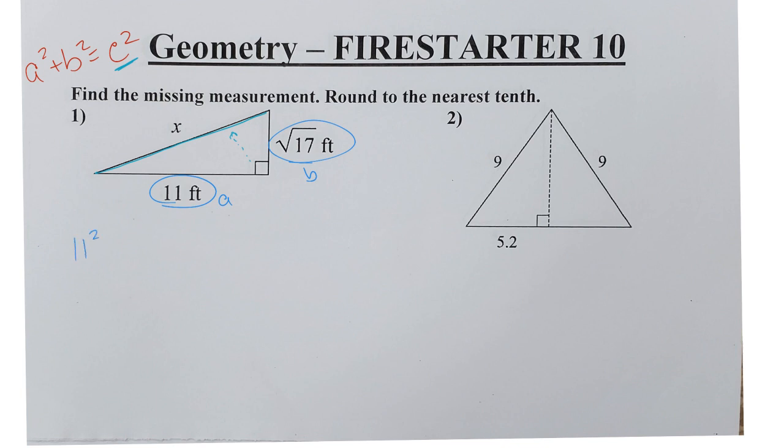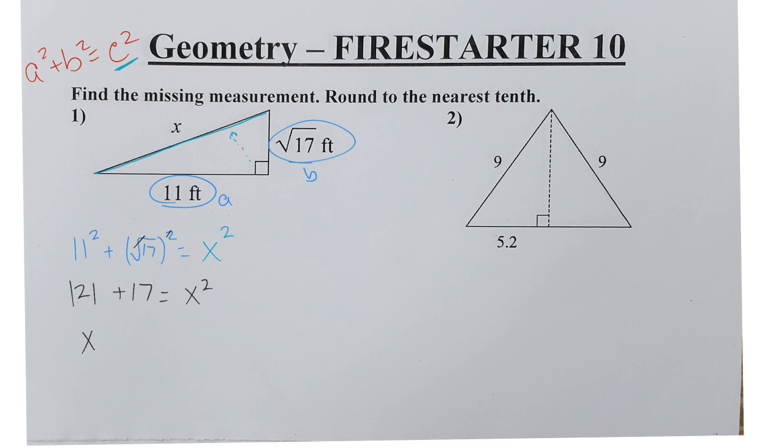So I have 11 squared plus, in parentheses, square root of 17 squared equals x squared. All right. Now 11 squared is 121. Square root of 17 squared, if you put in your calculator, it's just 17 because technically the little check mark and the 2 cancel each other out. So it's just 17.